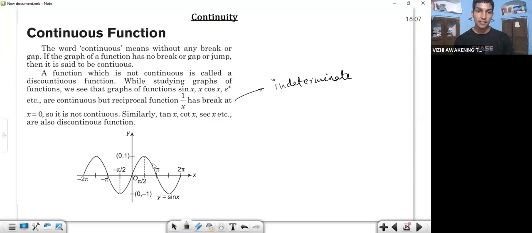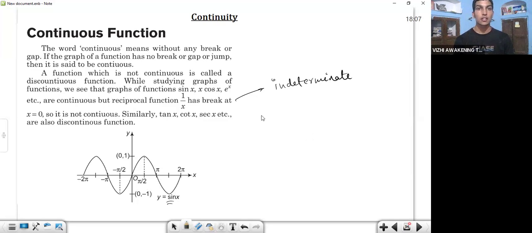So here in the example, we have seen that this is the function of sin x. This is the curve of sin x. And here we can see the curve is going through continuously. And that's why it is referred to as a continuous function.